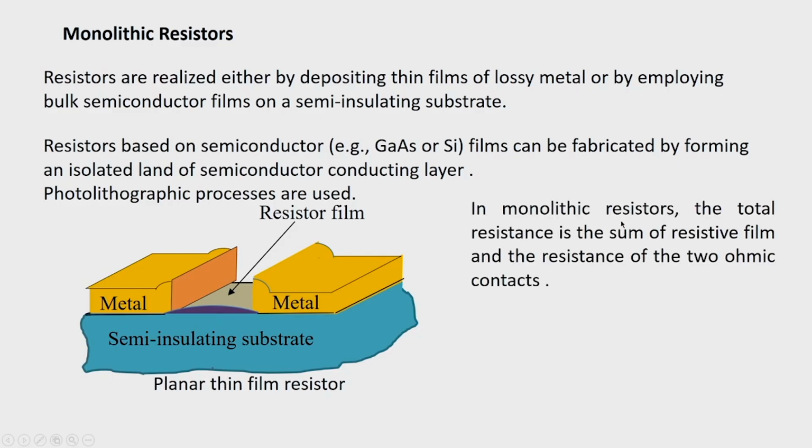In a monolithic resistor, the total resistance is the sum of the resistive film and the resistance of the two ohmic contacts provided by these metals, and therefore, R will be equal to Rs L by W, where L is the length of the film, W is the width, plus 2 times the resistance because of this ohmic contact, Rc Lc divided by Wc.